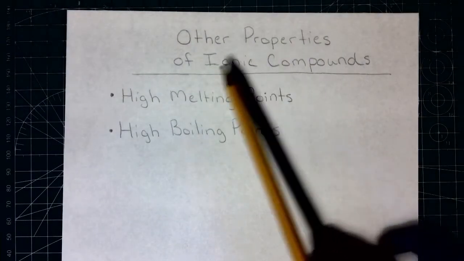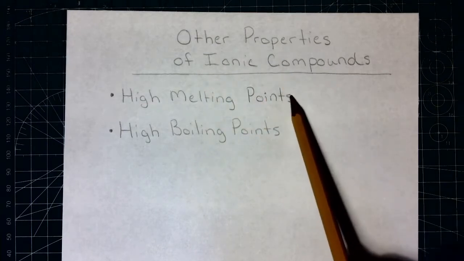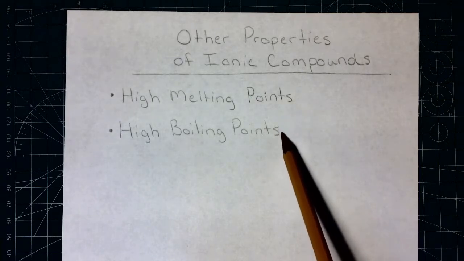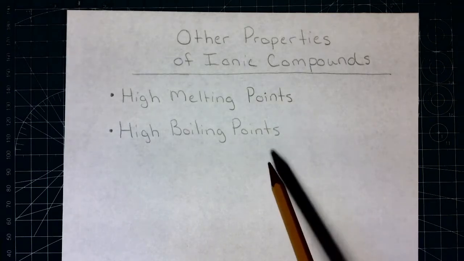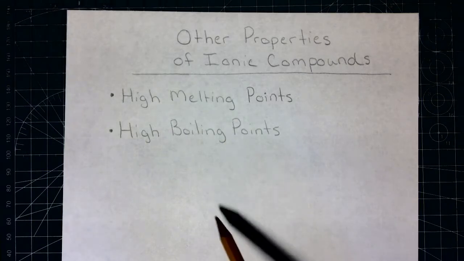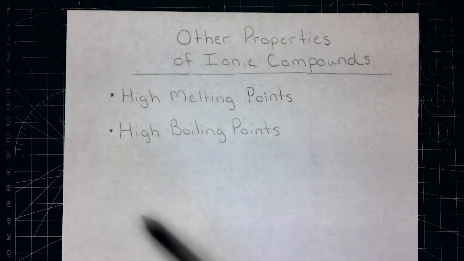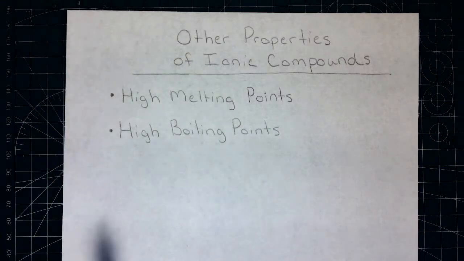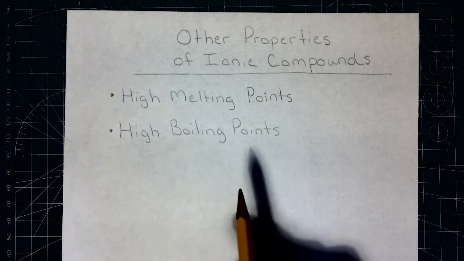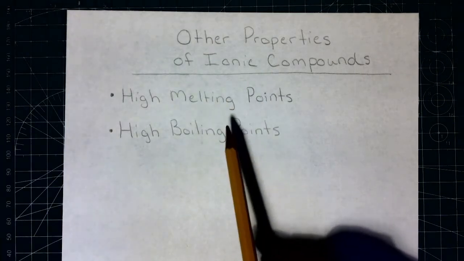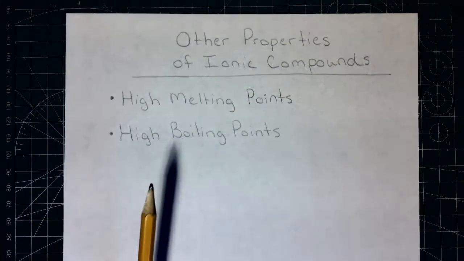Some other properties that are going to be important to keep in mind for the homework is that ionic compounds have high melting points, they have high boiling points, and they have a whole bunch of other properties too. They tend to be very dense materials, they tend to be very brittle, they'll break easily. And they have quite a few other properties, but the important ones that I want you to keep in mind is that they have a high melting point and a high boiling point.